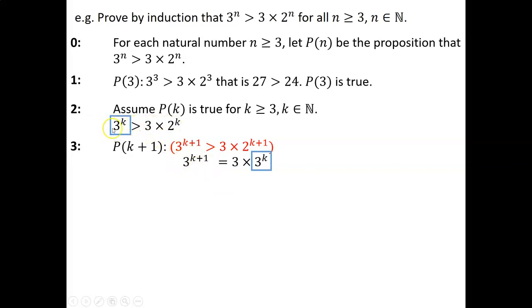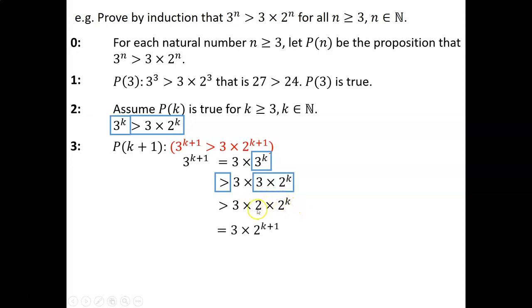From my assumption in step 2, this must be greater than this. So the 3 has stayed in the same place. 3 to the power of k is greater than 3 times 2 to the power of k. Now we need to be slightly imaginative here. This statement here is going to be greater than this statement here because 3 times something is greater than 2 times something when it's positive. We know that these are all positive.